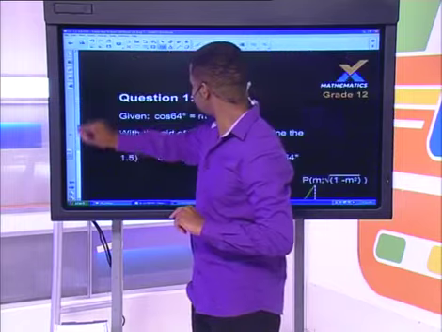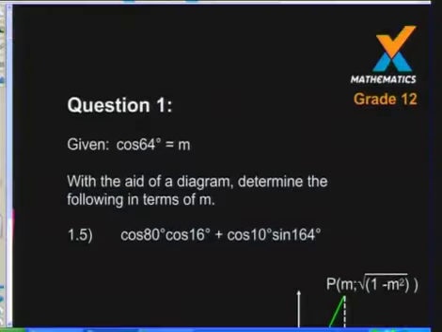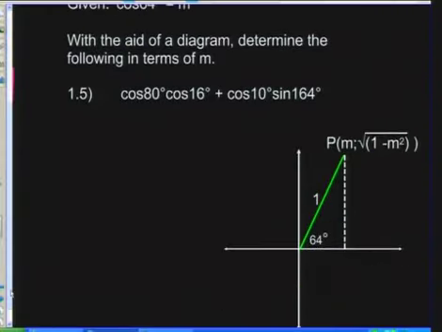Okay. So the next problem, we have the same diagram, same question. I can complete this. I remember this was the square root of 1 minus m squared, over 1. Now, determine this in terms of m. I mean, I don't have 80. I don't have 16. I don't have 10 degrees. I don't have 164 degrees.